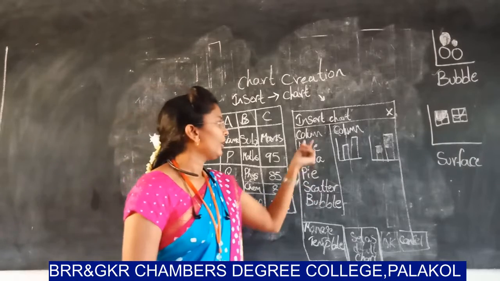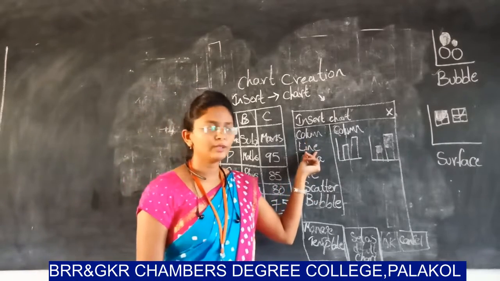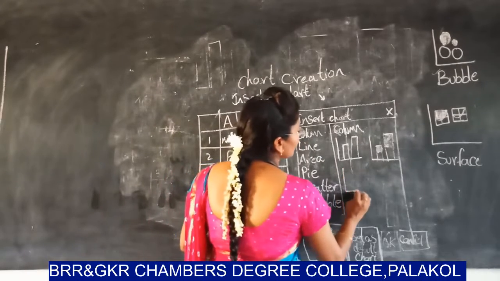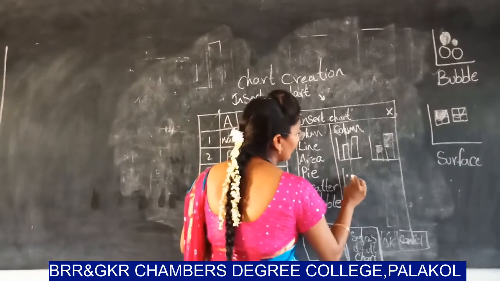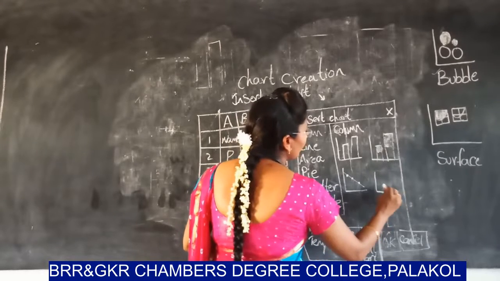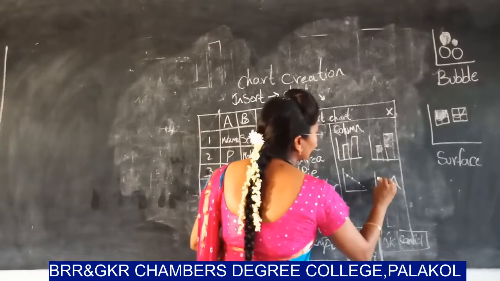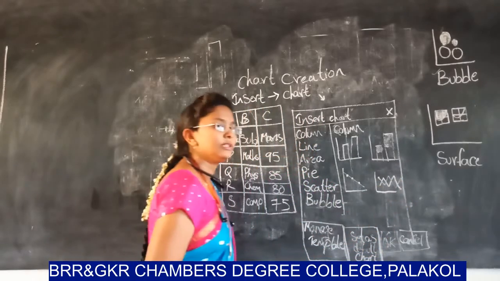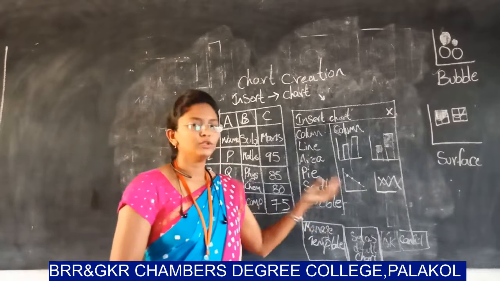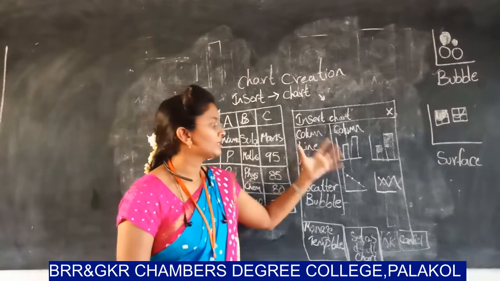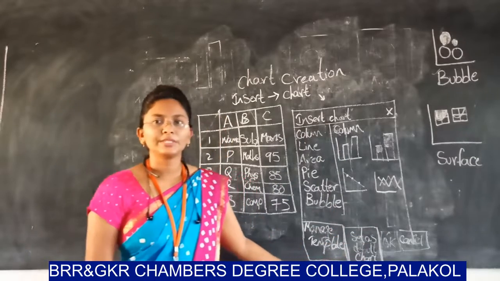And next, if you click on the line chart, then the line styles will automatically appear over here. These are the different styles in the line charts. These are the different types of line charts available in your Excel sheet. In the chart wizard dialog box, this is the way it will be represented.